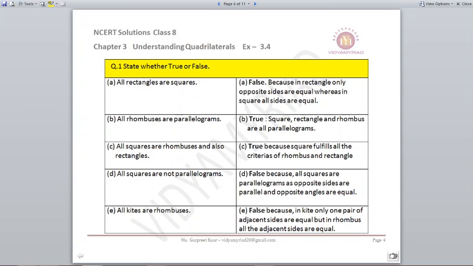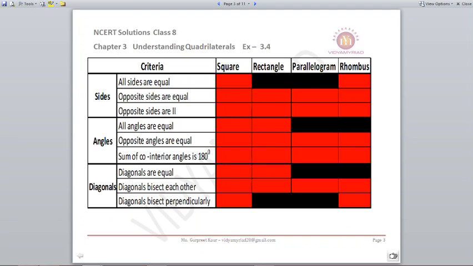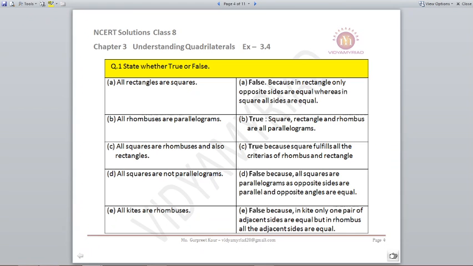Now let's do true and false. They are saying that all rectangles are squares. This statement is false. Let's look at the table. If you see, the square has all the criteria met, whereas in the rectangle there are two criteria which do not meet. So we can say that in a rectangle only opposite sides are equal, whereas in a square all the sides are equal. That is the major difference. So it's a false statement.